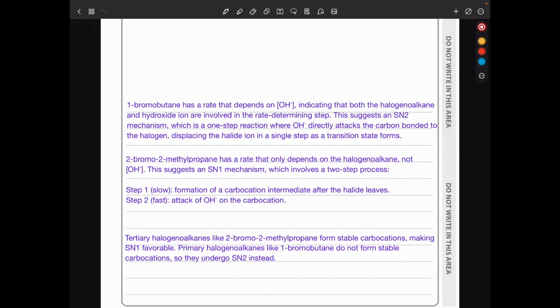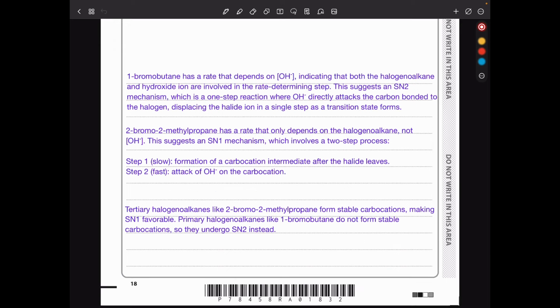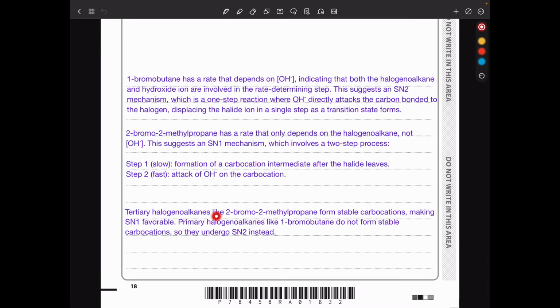2-bromo-2-methylpropane has a rate that only depends on the halogenoalkane, not OH minus. This suggests an SN1 mechanism, which involves a 2-step process. Step 1, which is slow, is formation of the carbocation intermediate after the halide leaves, and step 2, which is fast, is attack of the OH on the carbocation. Tertiary halogenoalkanes like 2-bromo-2-methylpropane form stable carbocations, making SN1 favorable. Primary halogenoalkanes like 1-bromobutane do not form stable carbocations, so they undergo SN2 instead.